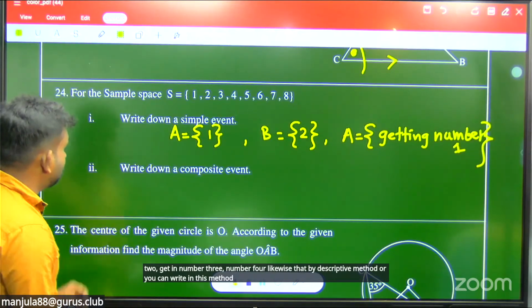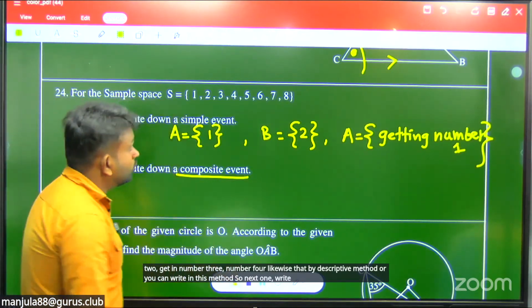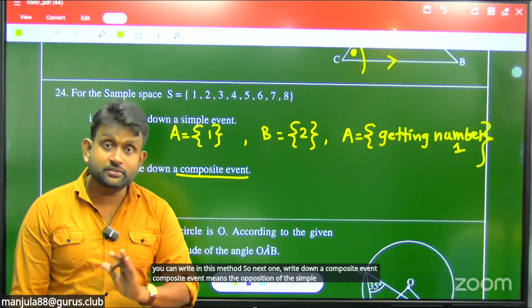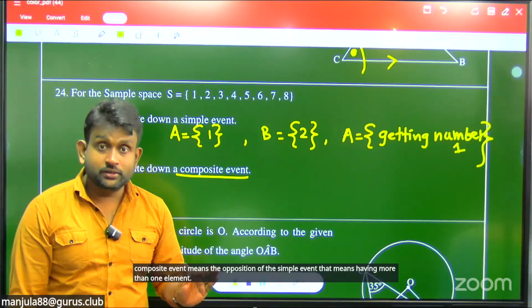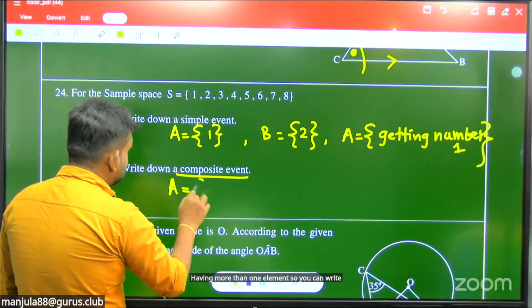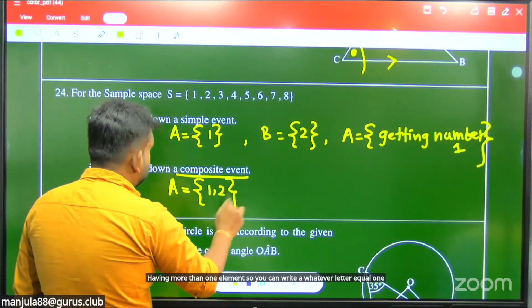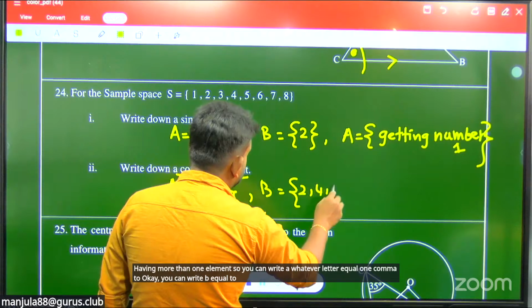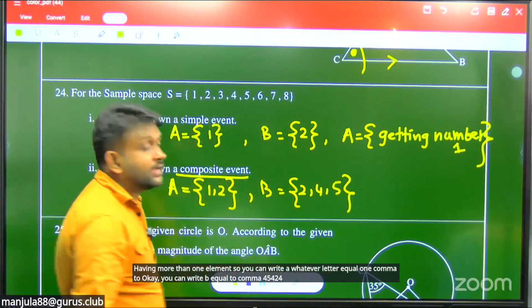Next one, write down a composite event. Composite event means the opposite of the simple event. That means having more than one element. So you can write A, whatever letter, A equal {1, 2}, or {1}. You can write B equal {2, 4, 5}. These are the composite events.